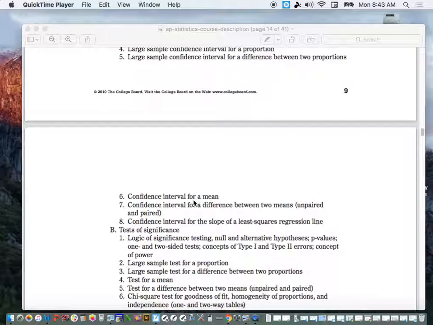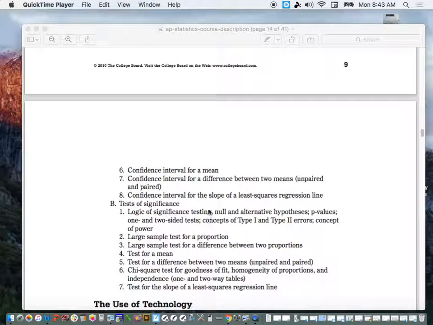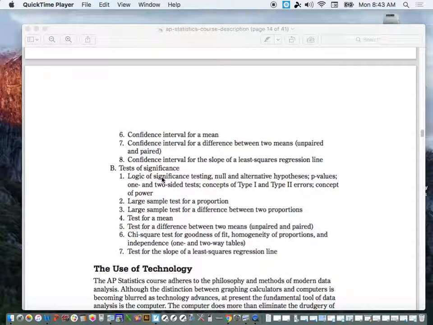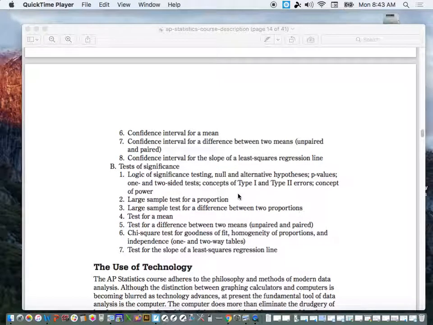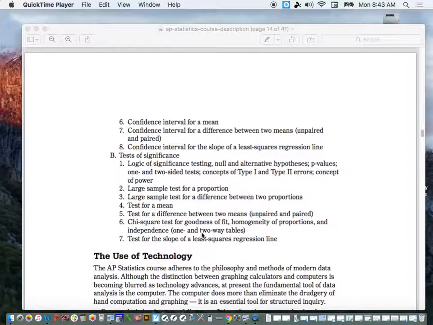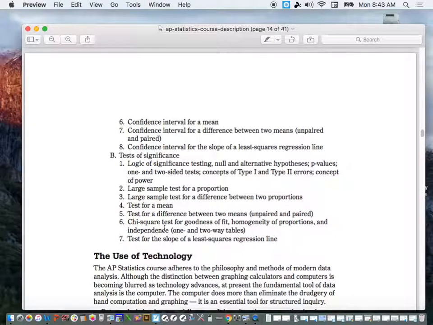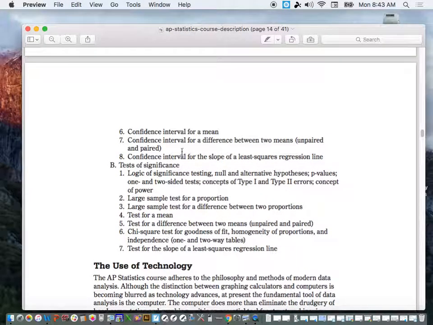confidence intervals for means, difference of means, confidence interval for the slope, general testing significance, so hypothesis tests for proportions, difference of 2 proportions, mean, difference of 2 means, paired and unpaired, chi-squared goodness of fit, homogeneity of proportions and independence, and slope of the least squares regression line. So for B numbers 6 and 7, that was Unit 7, and for A number 8 was Unit 7.